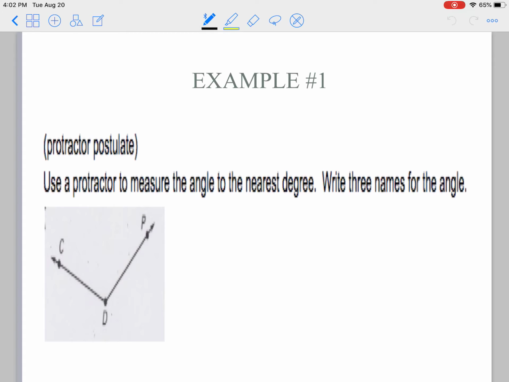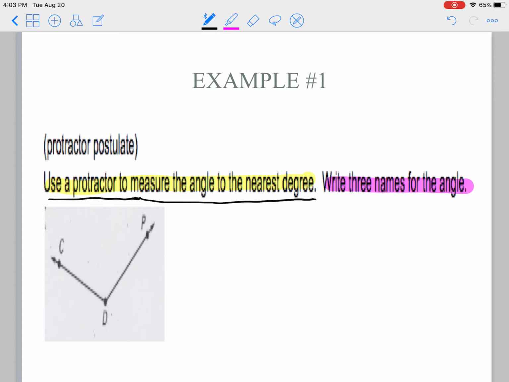Example number 1, using the protractor postulate. Use a protractor to measure the angle to the nearest degree. Okay, you'll be working that in class with a protractor. So this part will be put on pause for just a moment because that is something that really needs to be constructed in person. However, we do need to write 3 names for the angle.